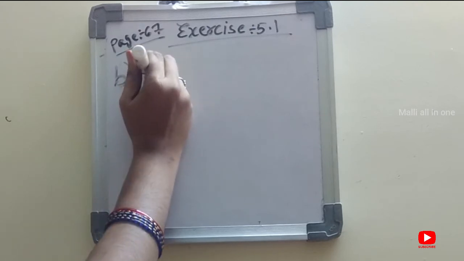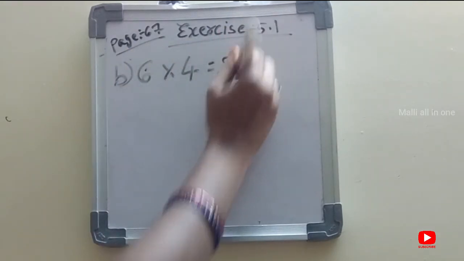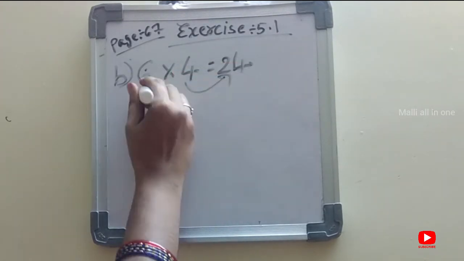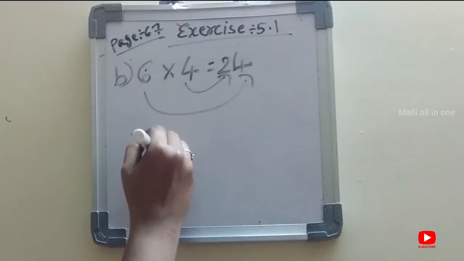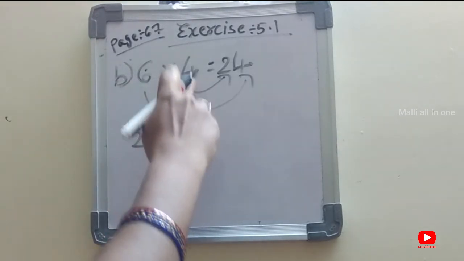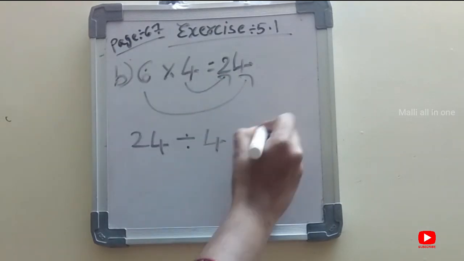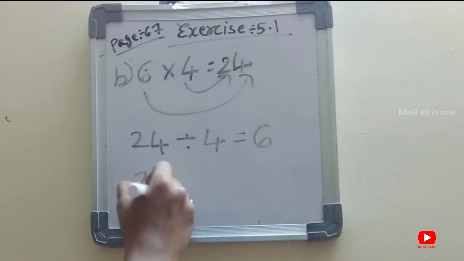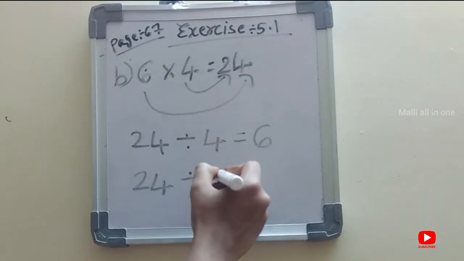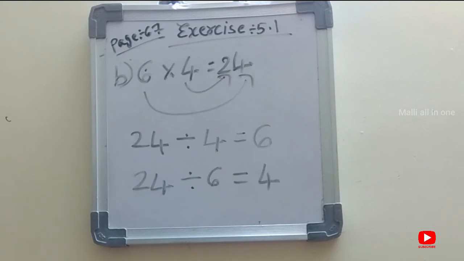Third, Roman B sum. 6 into 4 equals 24. So first do this and next do this. Now 24 divided by, here the symbol is changed. When it comes to 4 on this side, divided, I said no. So 4 equals, 6 is not there. So 6. Again 24 is common. 24 divided by 6 equals 4. This is one fact and this is one division fact.